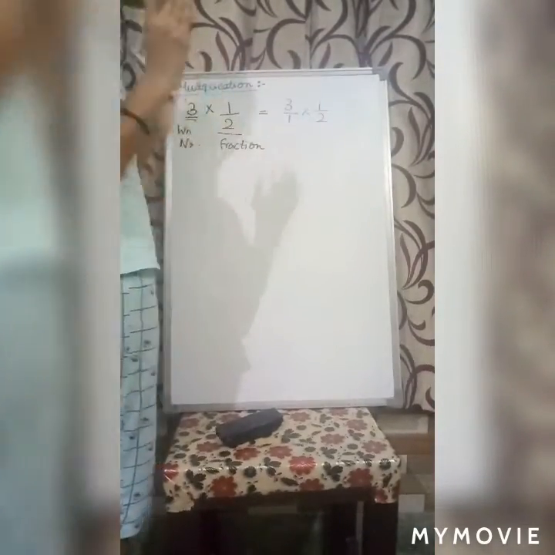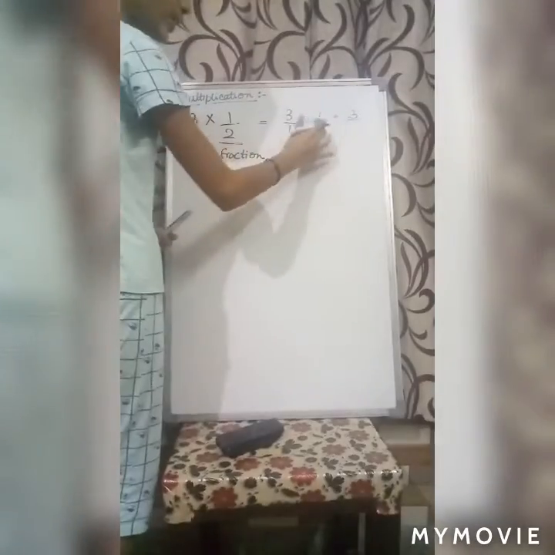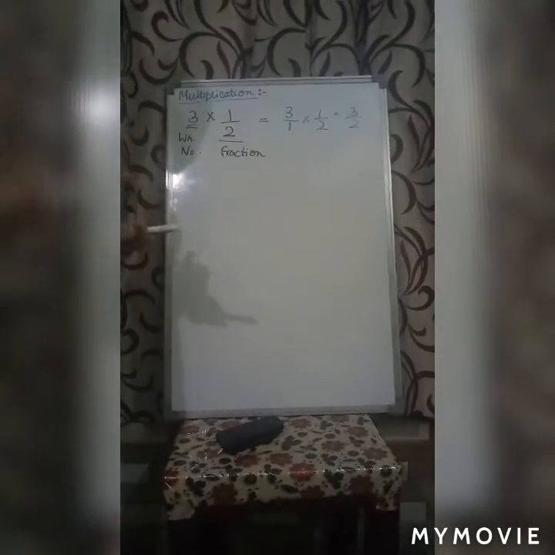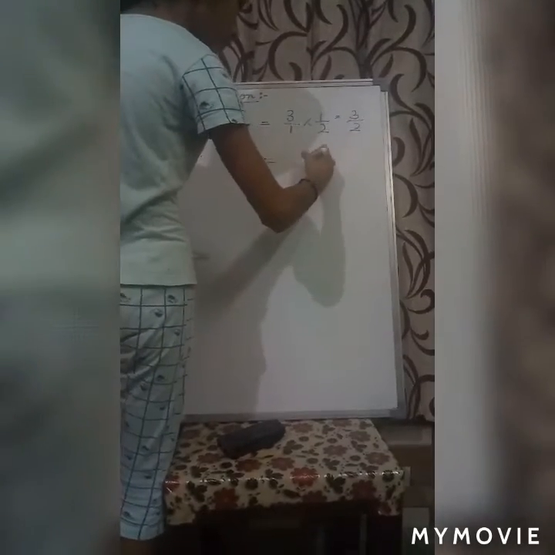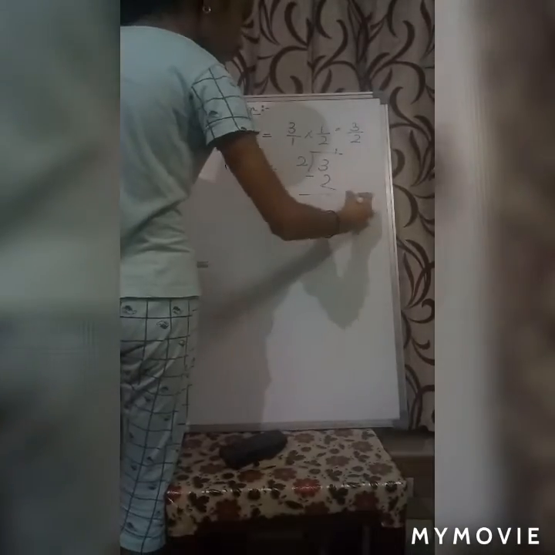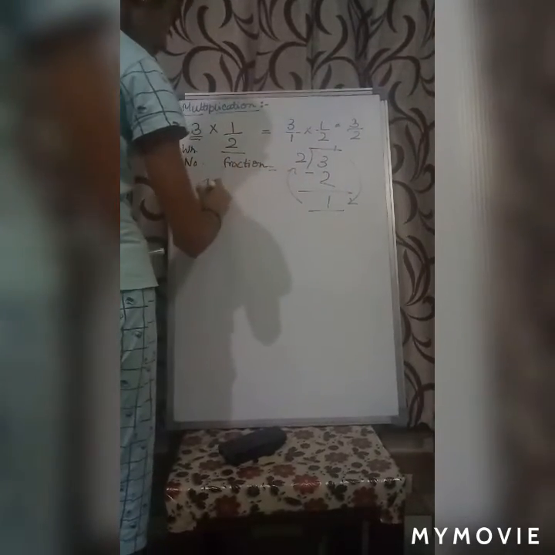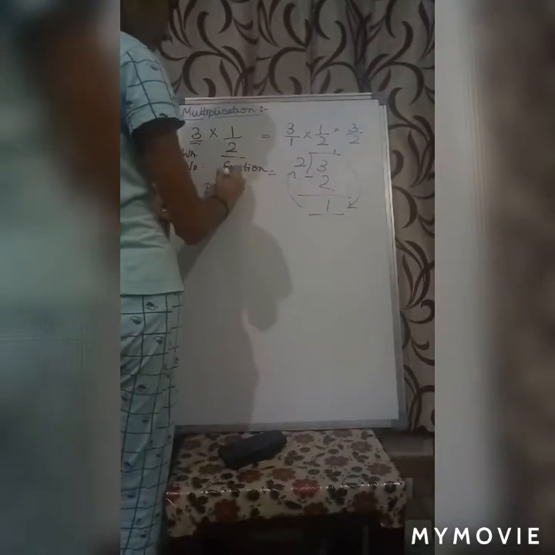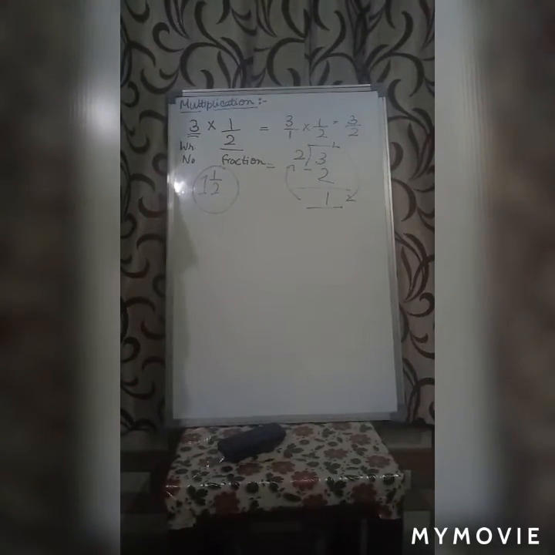After that we just multiply normally: 3 into 1 is 3, and 2 into 1 is 2. Now it's an improper fraction, so we need to convert it into a mixed fraction. How to do that? Write 3 here, divide it by 2. Our quotient is 1, we get a remainder 1, and the divisor stays 2. So 1 is our whole number, 1 is our numerator and 2 is our denominator. This is our answer of multiplication. Now let's take one more example.